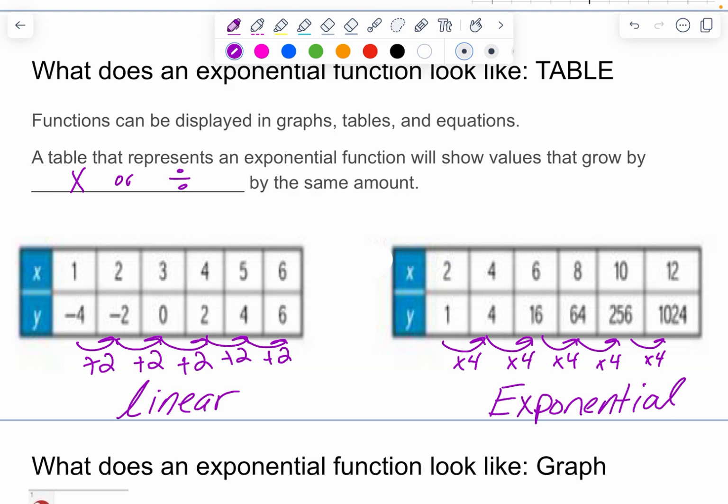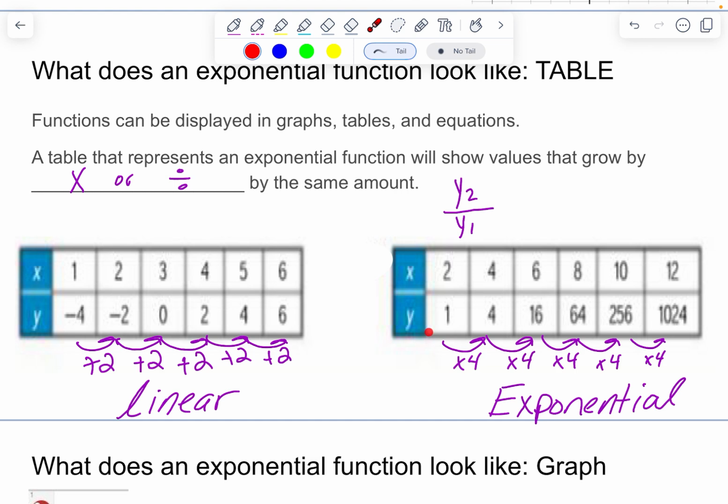Now, if you are not friends with multiplication, which is okay, it happens that way sometimes, you always have the option, if you can't tell what they might be multiplying by, you can always divide. If you need to divide to check, divide a second y by a first y to be able to see what they would be multiplying by.